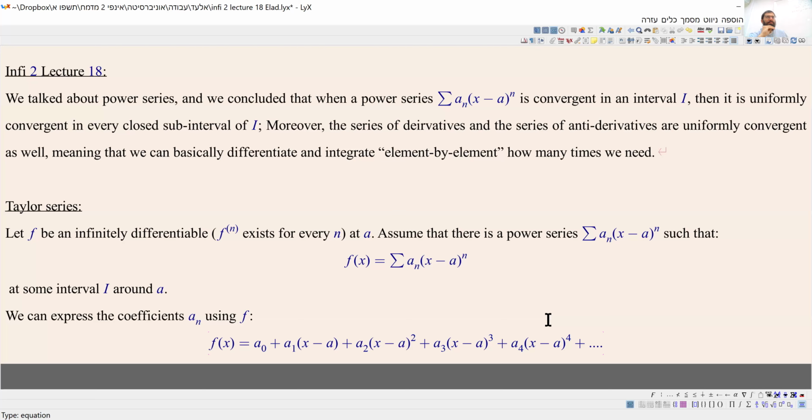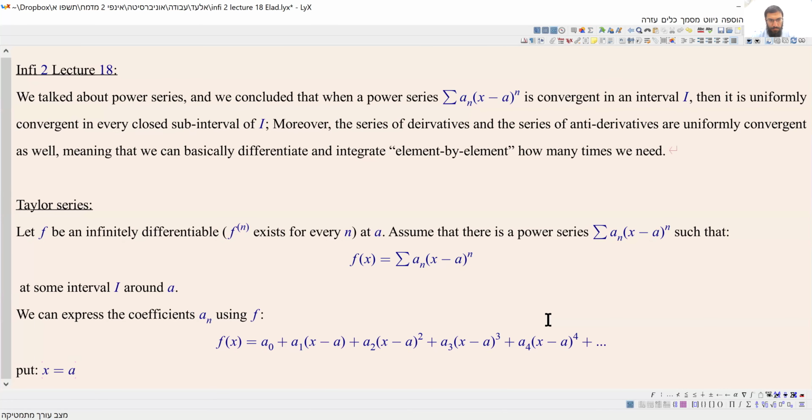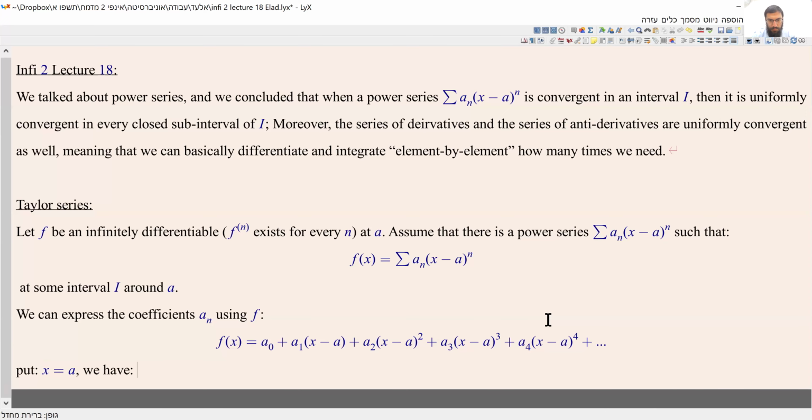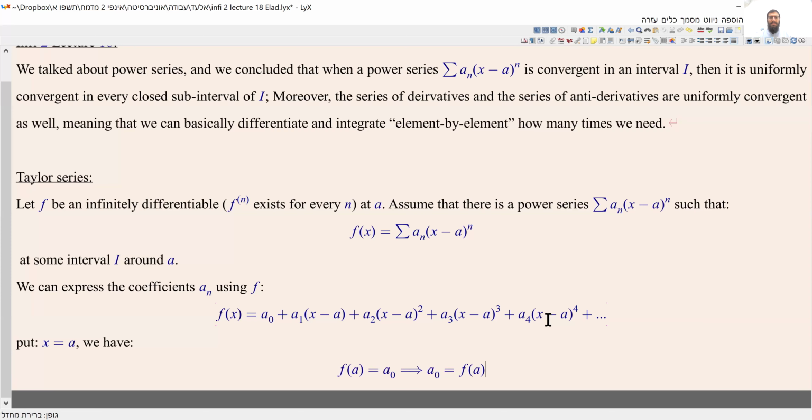Any ideas? A0, to begin with. Where x equals a. If we put x equals a, we have f(a) is a0, and it's an equation. It works both ways, but let's write it down explicitly. A0 is f(a). Marvelous. We found one coefficient out of infinity.